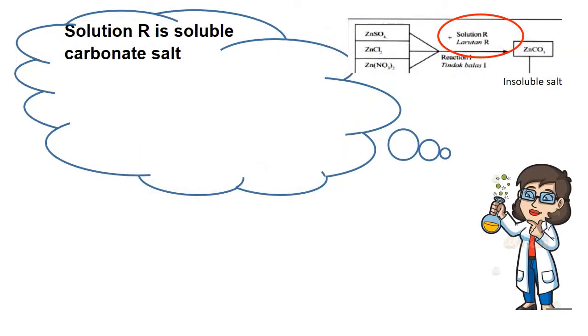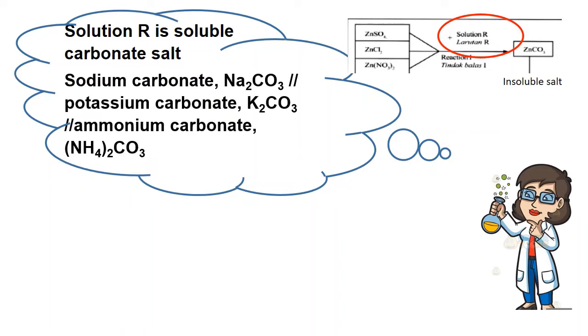To prepare zinc carbonate salt, ZnCO3, which is an insoluble salt, solution R must be a soluble carbonate salt. Therefore, solution R is sodium carbonate, Na2CO3, or potassium carbonate, K2CO3, or ammonium carbonate, (NH4)2CO3.